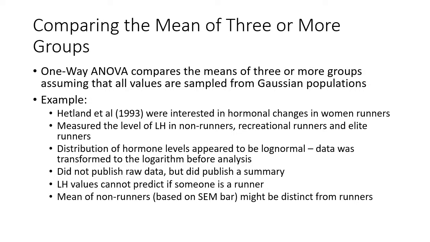So a couple different types of ANOVAs you can have here. One's called the One-way ANOVA. This is where we're going to compare the means of 3 or more groups. And again, the assumption is these are all going to be following a Gaussian distribution, a Gaussian population here, right? We'll talk about non-Gaussian tests a little bit later on.